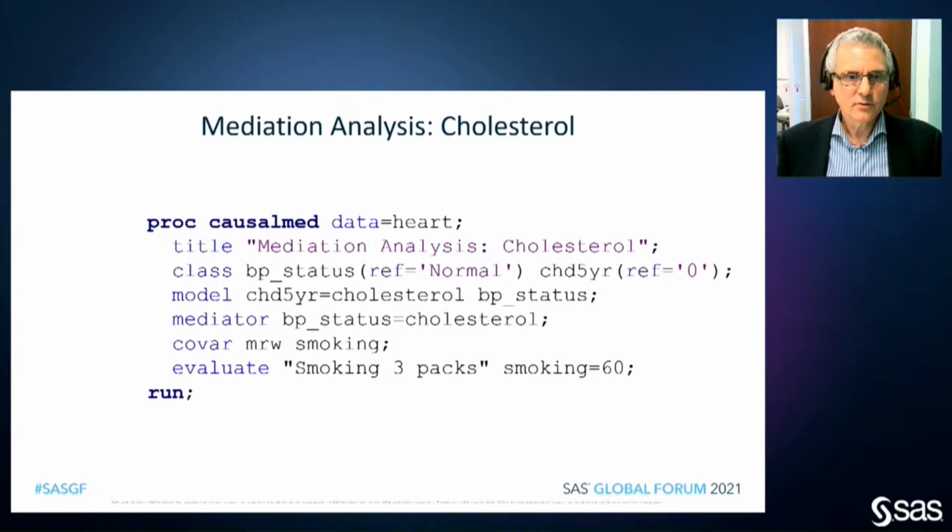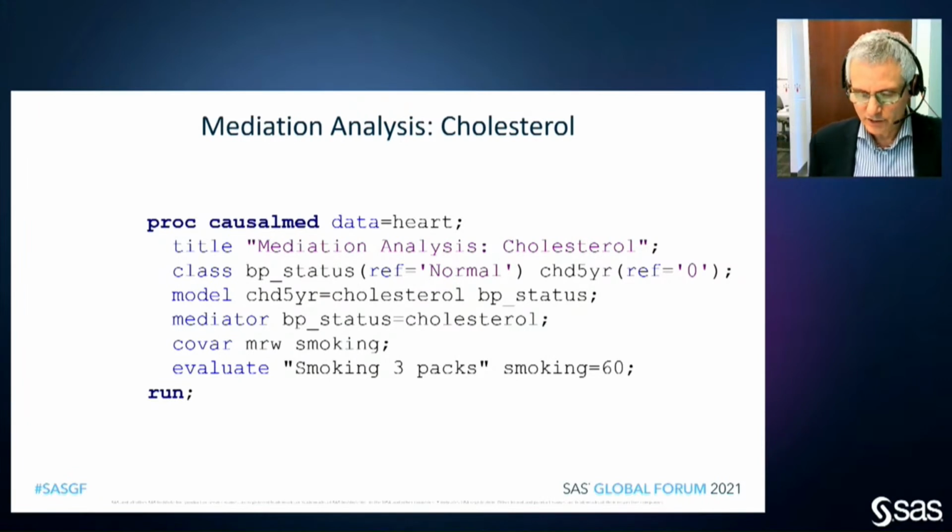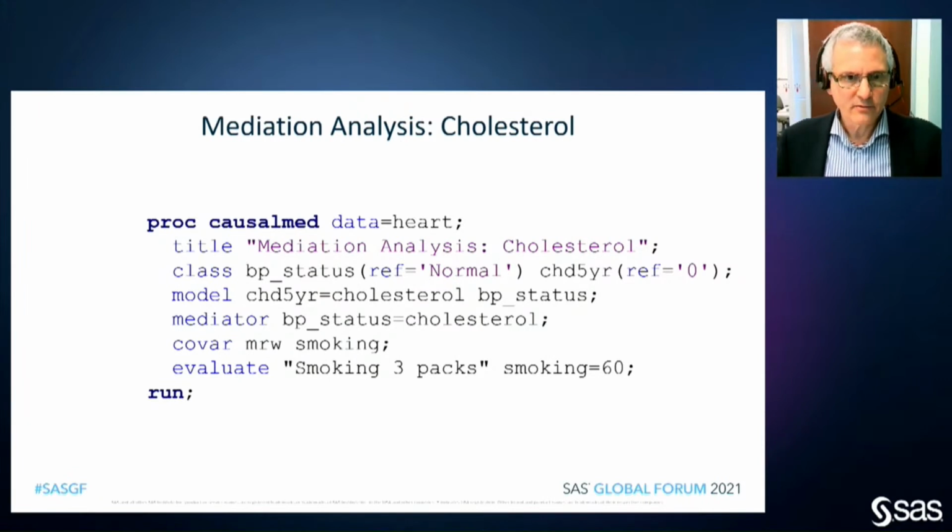On the model statement, we specify the outcome. And to the right of the equal sign, we specify our causal effect of interest, cholesterol, and blood pressure status, which is the mediator. And then on the mediator statement, we specify the mediator itself is dependent on cholesterol, the treatment. So we are just coding the small graph that we had. Now, PROC CAUSALGRAPH told us that we had to control for two confounders, MRW and smoking. So we specify those on the COVAR statement.